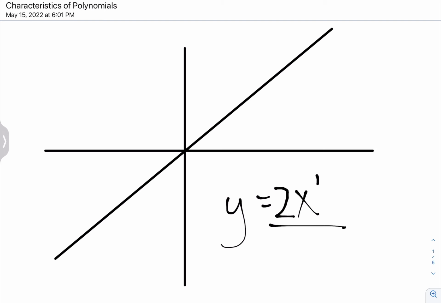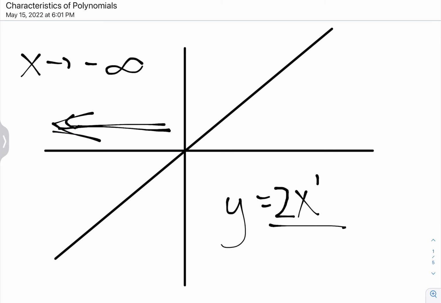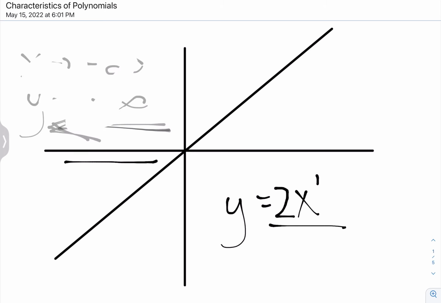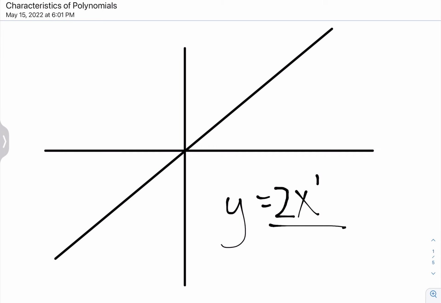And when you're talking about its end behavior, you could say as x gets really small, or in fancy notation, as x approaches negative infinity, right? As x approaches negative infinity, x gets smaller and smaller, goes to the left. Then we can say y approaches negative infinity, because as x gets really small, y also goes down with it. So as we go to the left, we're also going down to the bottom of the page, right? So that would be the end behavior for a positive even function.